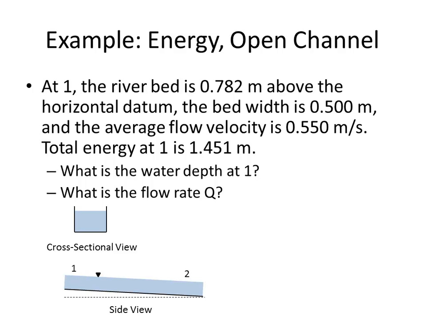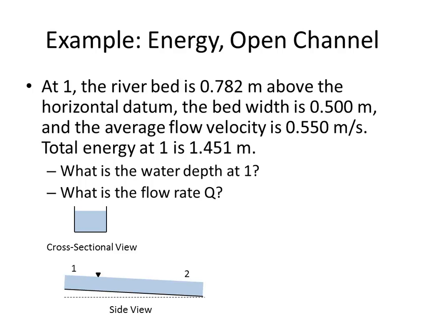All right, 1.451 meters minus the velocity head minus elevation above the datum. So the depth of flow must be 0.654 meters.